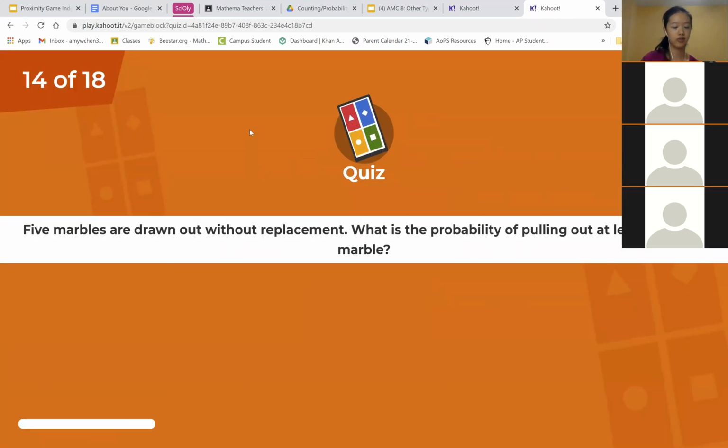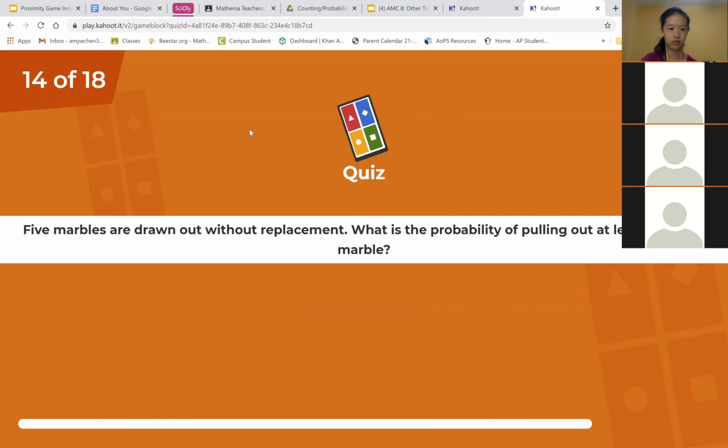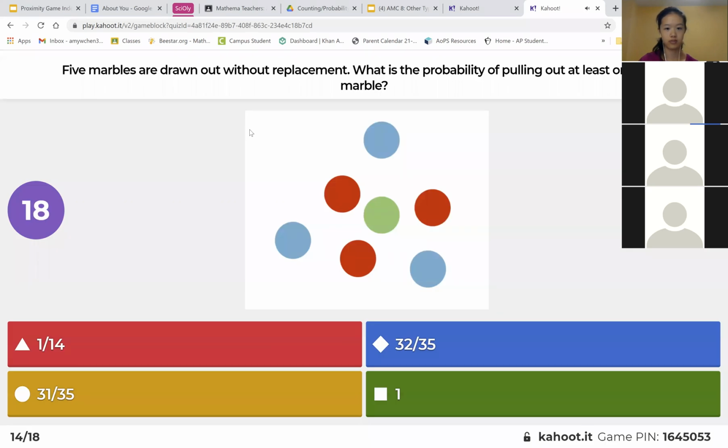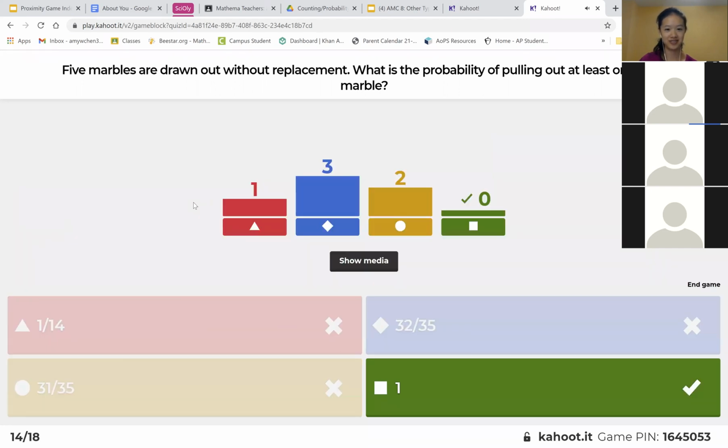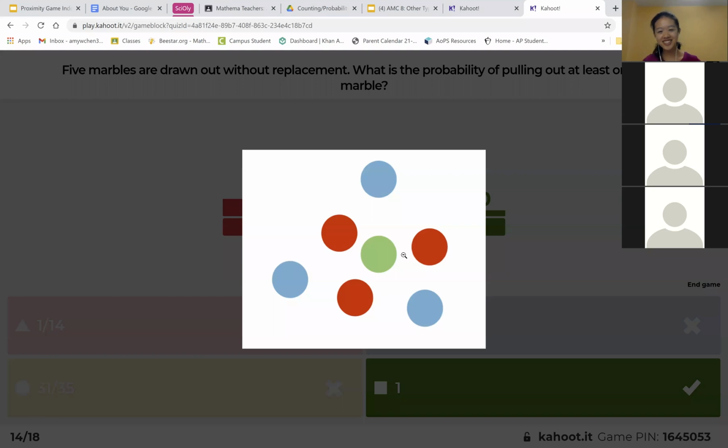Okay, 5 marbles drawn out without replacement. What is the probability of pulling out at least 1 blue marble? I'm gonna be sad if you guys don't get this right. There's only 20 seconds on this one for a reason. Wait, hold up. No one got it right. Oh no. I realized that at the very last second. I was just thinking about it, and then I had to guess.